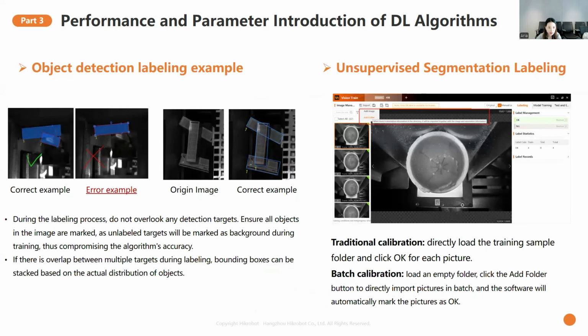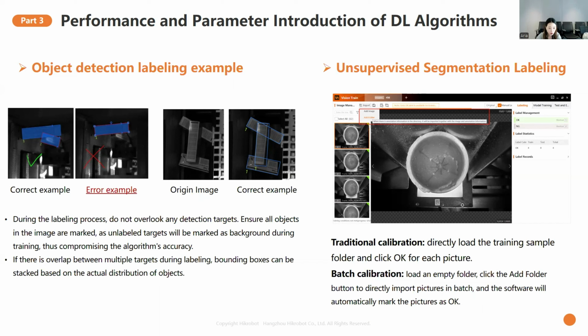The next labeling case is for object detection. During the labeling process, we cannot miss any detection target. If we look carefully at this arrow example, we will see that not only one object should be detected in these samples; there are multiple objects in the image. In this case, we need to make sure all objects in the image are marked, because any missed object will be treated as background during the training process, which will directly affect the algorithm accuracy.